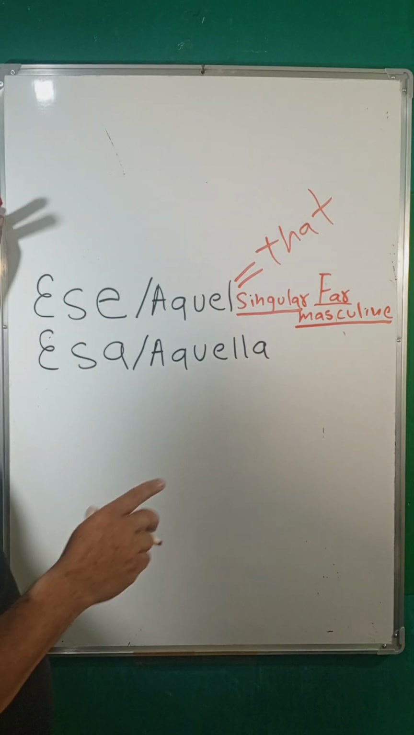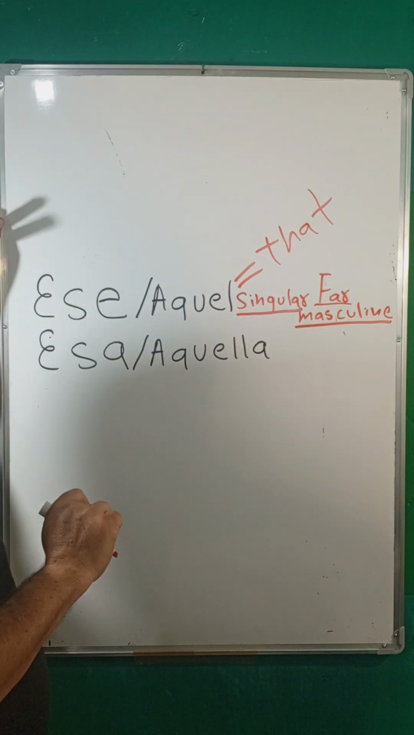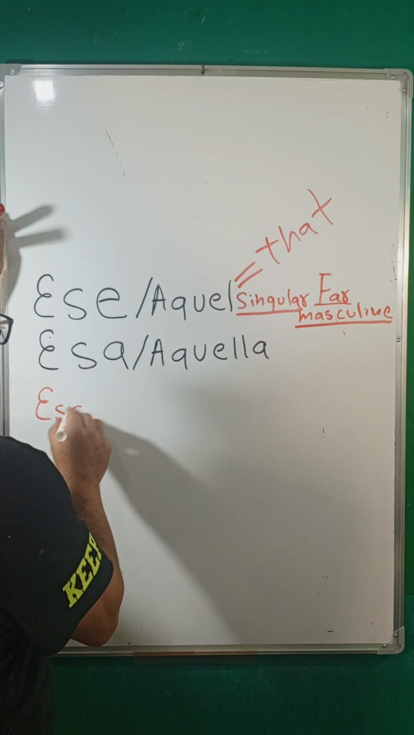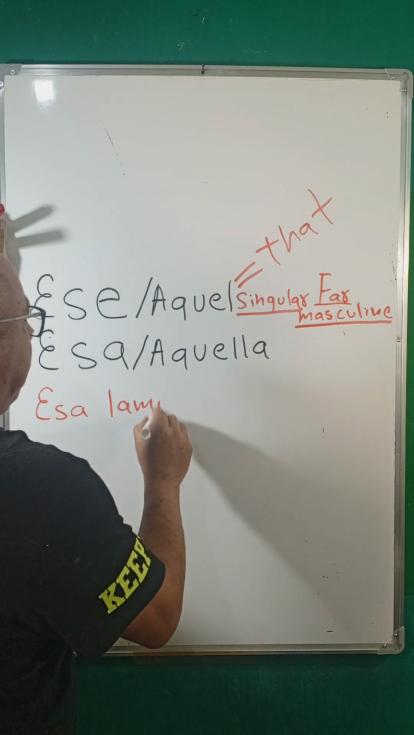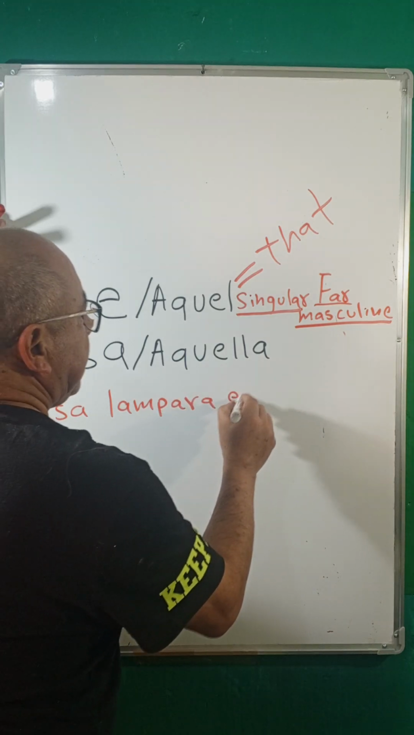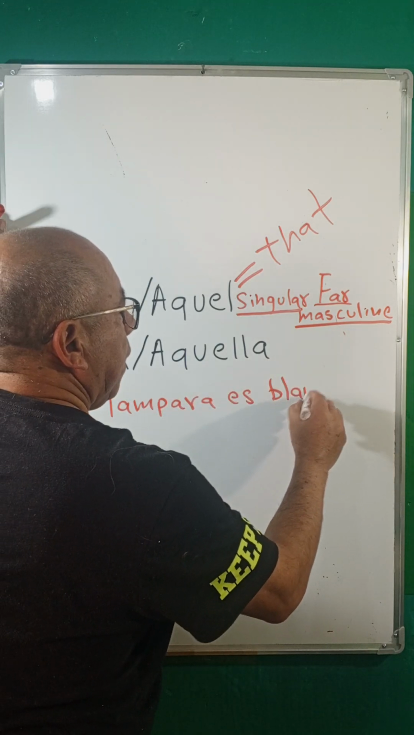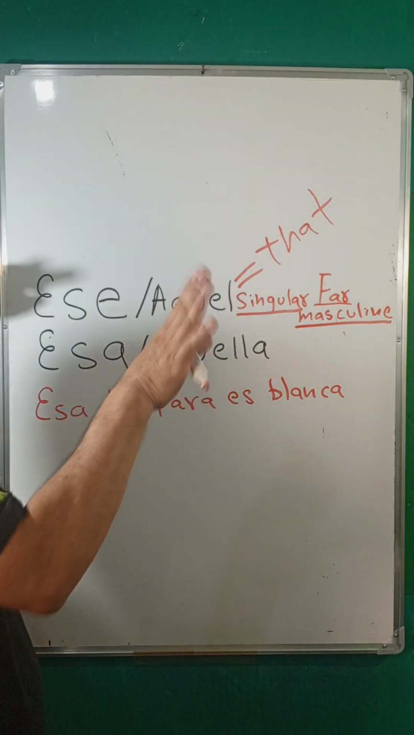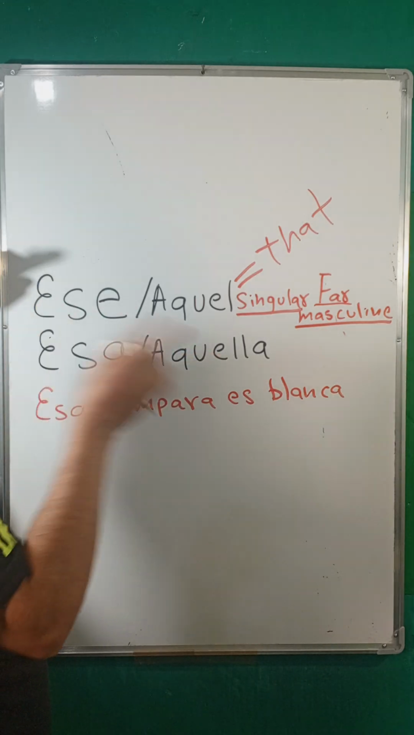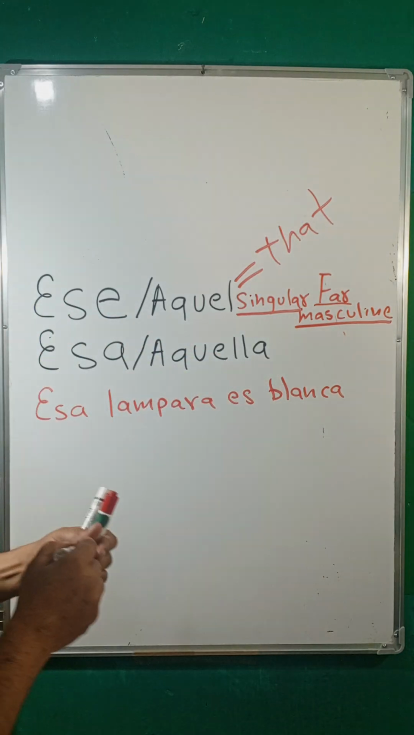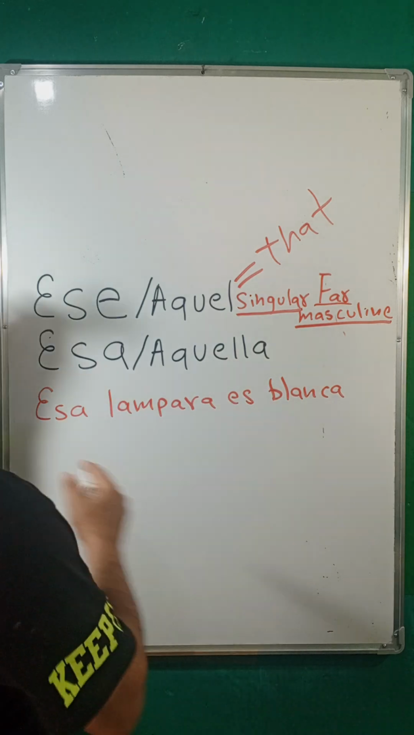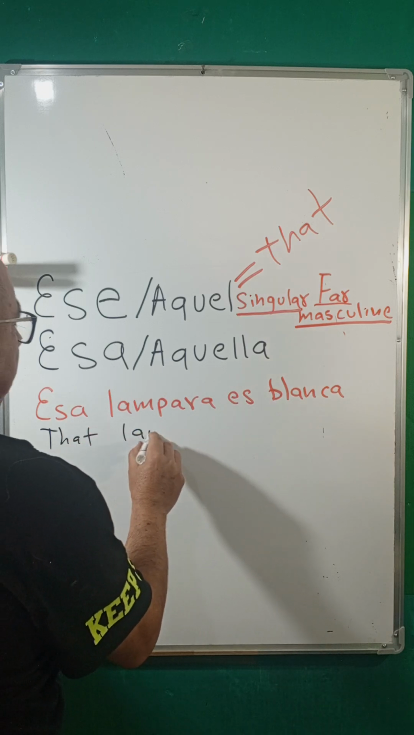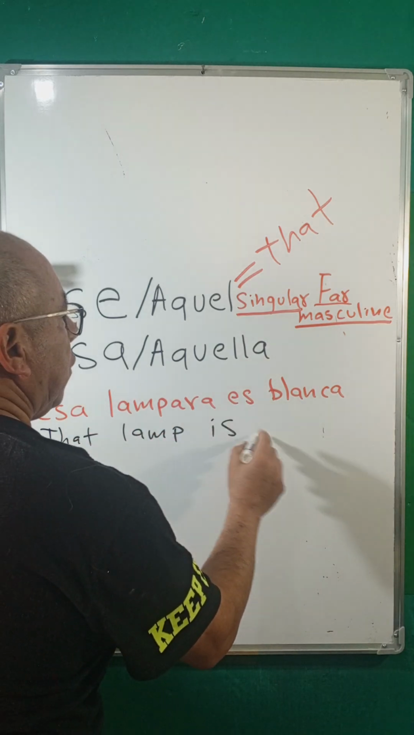Esa lámpara es blanca. In this case, like in English, I cannot touch it. I'm just showing that that lamp is white. Let's translate: that lamp is white.